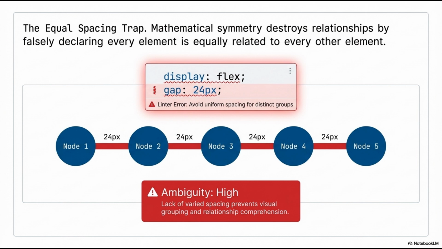Yeah, it feels fair, right? It feels perfectly responsive. It does. But this actually completely breaks the user experience, doesn't it? It really does, because mathematical symmetry destroys relationships. By evenly spacing everything, you are visually communicating to the user that every single element is equally related to every other element on the page. And in a functional application, that is almost never true.